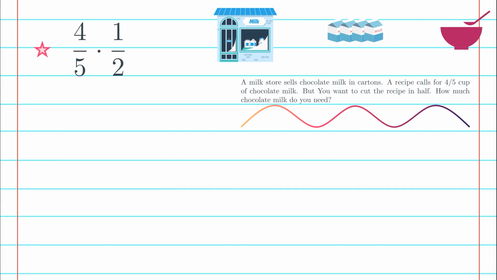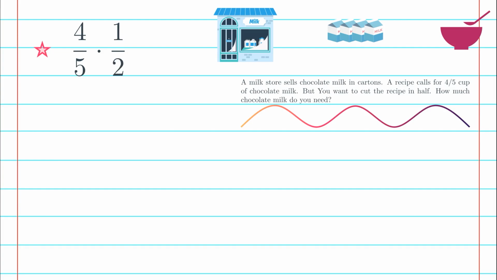Before we multiply, we need to make sure that the combined fraction is in the simplest form. Now what I mean by that is we need to make sure that the numerator and the denominator do not have any common factors other than 1. So looking at our fractions, 4 and 5 do not have any common factors other than 1.